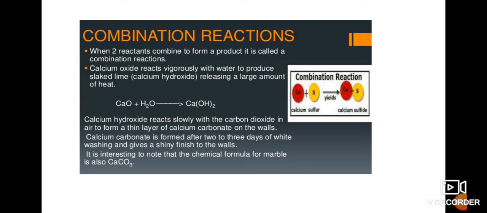Now, the calcium hydroxide will slowly come in contact with carbon dioxide to form a thin layer of calcium carbonate on the walls that will appear to be very shiny. It is interesting to note that the chemical formula for marble, limestone, or eggshell is calcium carbonate.